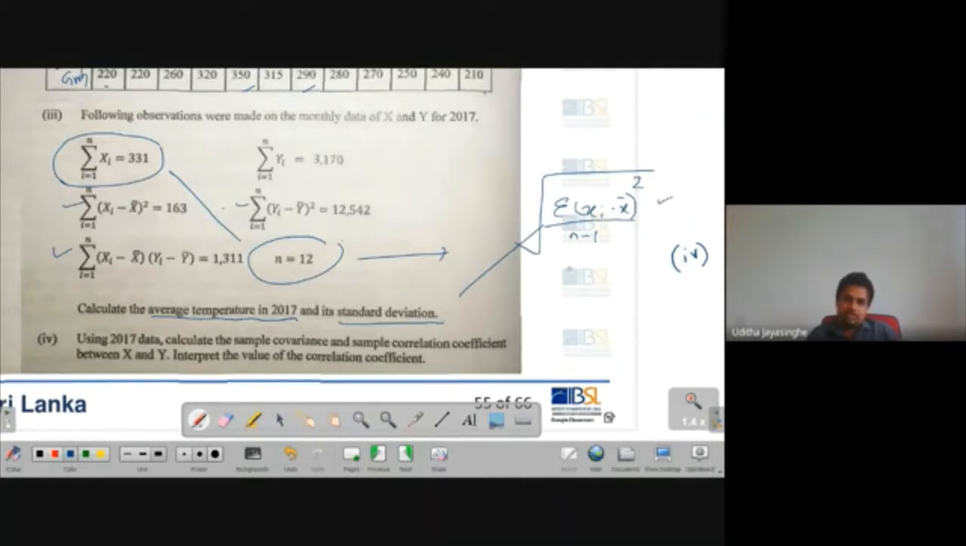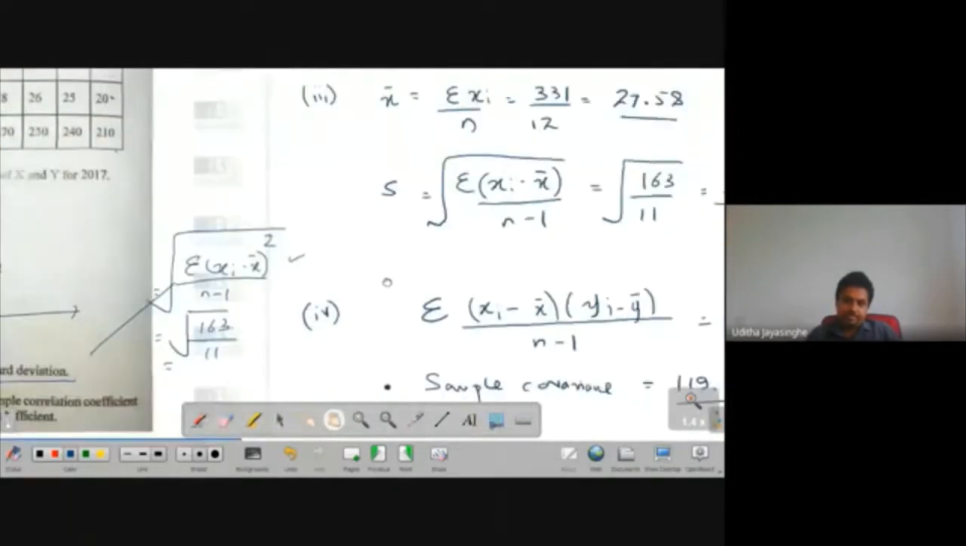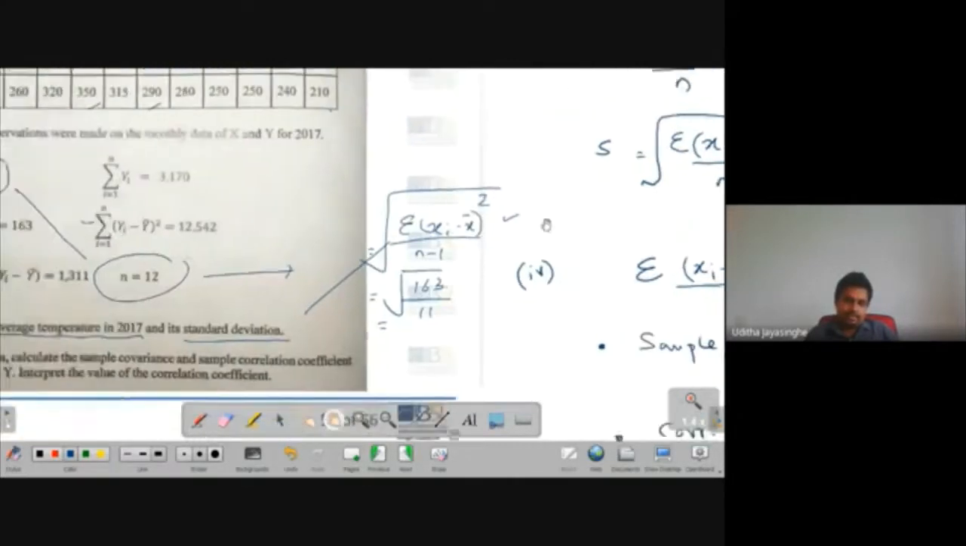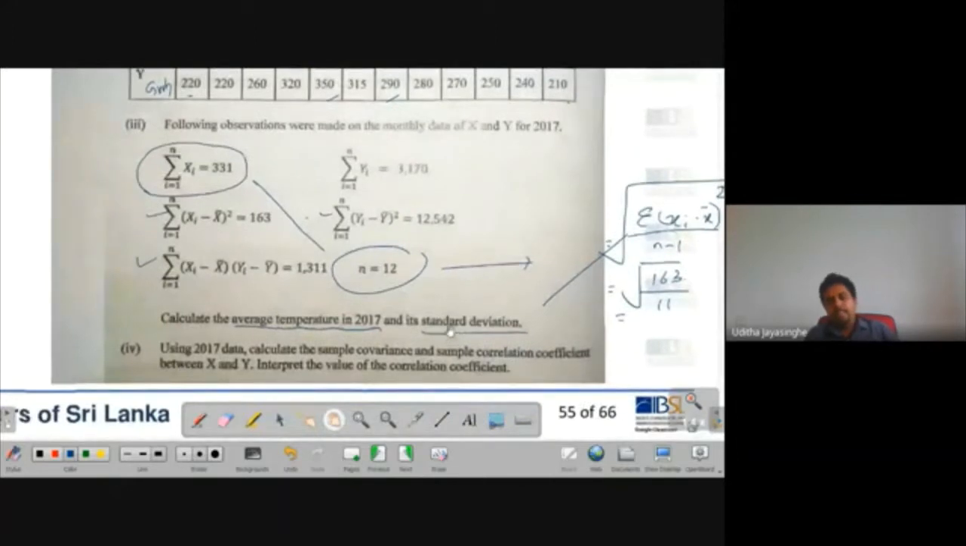So this portion is given, students, 163, and since it is a sample, 11. I told you at the beginning, unless otherwise mentioned as population, we always take the sample. My answer is 3.85. For these two, you are getting full 5 marks. This is the average daytime temperature and its standard deviation. Complete part number 3.